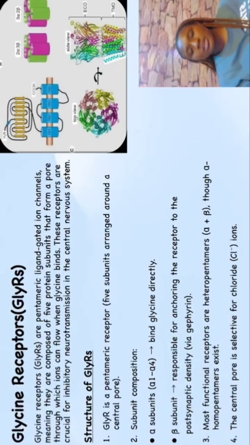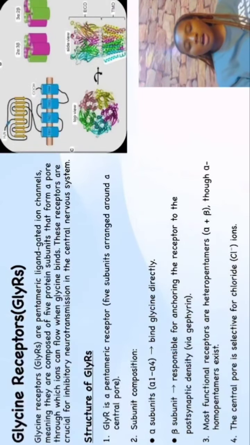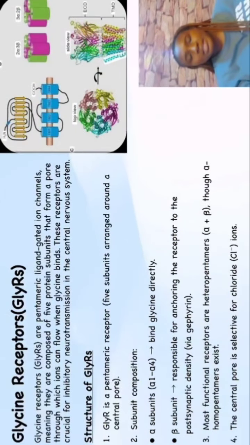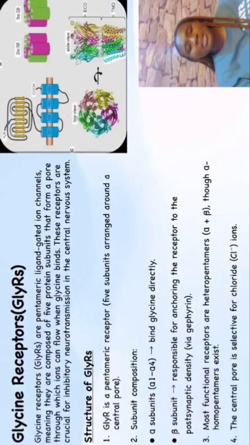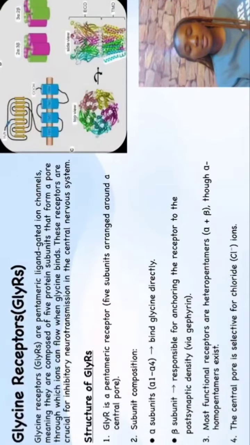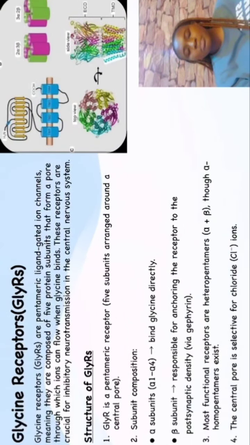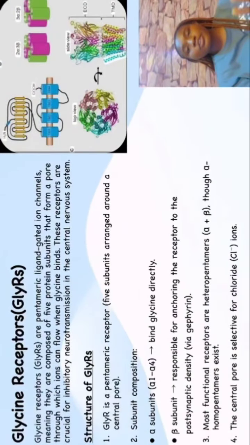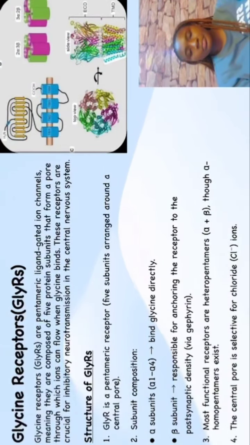Now, the glycine receptor is a pentameric receptor, like I said before. It has subunits, which are the alpha subunit and the beta subunit. The alpha subunits bind the glycine directly, while the beta subunits are responsible for anchoring the receptor to the postsynaptic density. The central pore is selective for chloride ions.